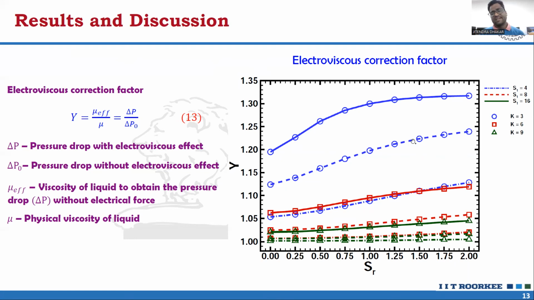The electroviscous correction factor shows proportional dependency with S1 and SR and inversely proportional dependency with K, because the pressure drop increases with increasing S1 and SR and decreases with increasing K, as we discussed in the earlier slides. So when the electroviscous correction factor is 1, there are no electroviscous effects, and the electroviscous effect comes into the picture when the electroviscous correction factor is greater than unity.